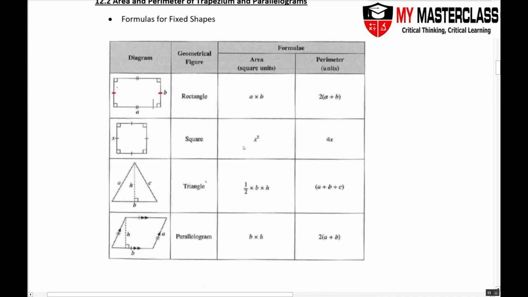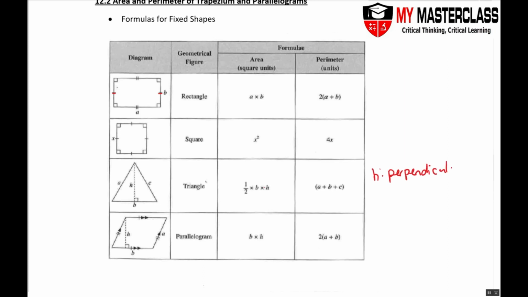Square is just length times breadth as well, just that for a square, all sides are equal. Your perimeter is just 4 times of the same length. Triangle: half times base times height, where base is the base of your triangle. This height is the perpendicular height of your triangle. So this H here represents perpendicular height. Write it at the side, in case you forget.